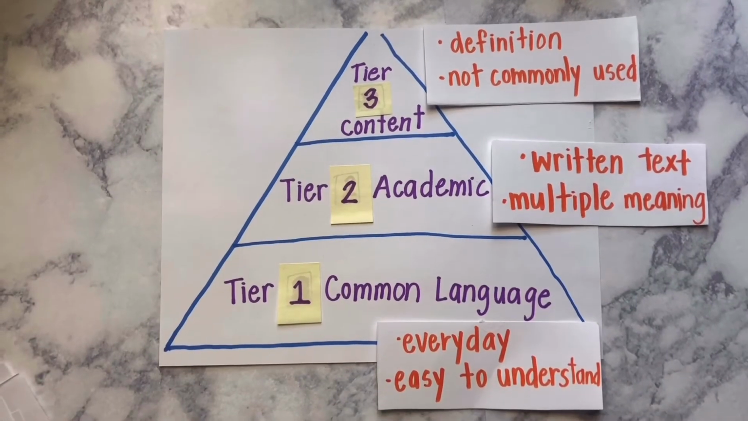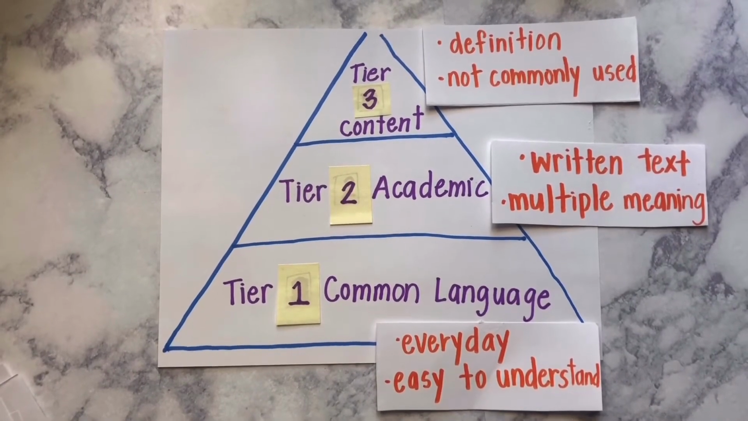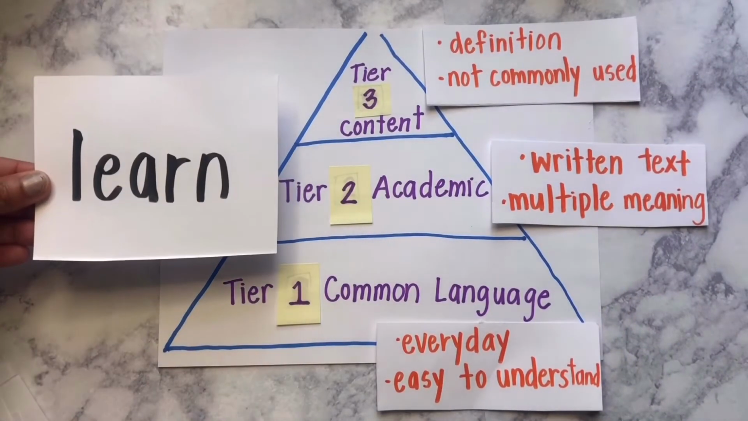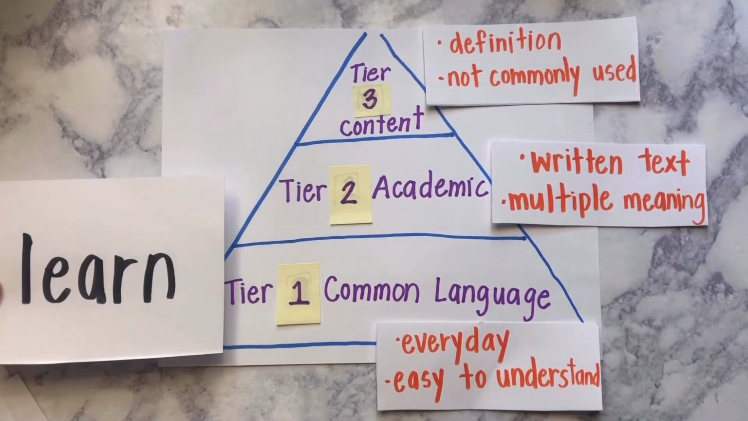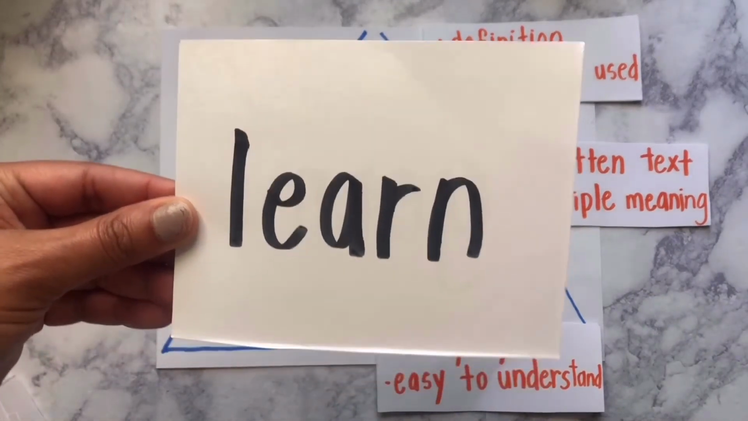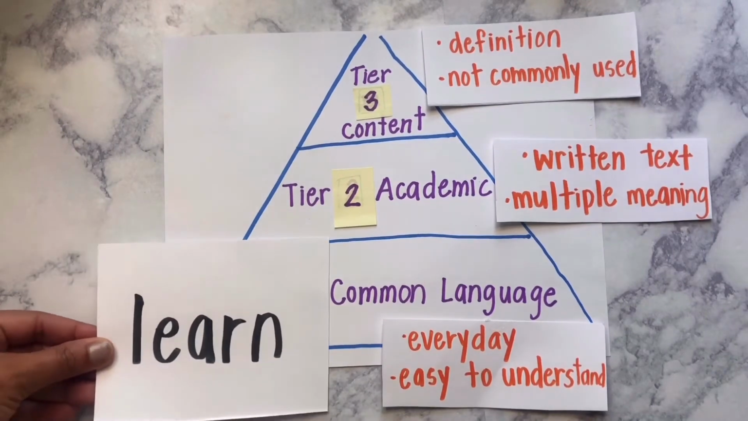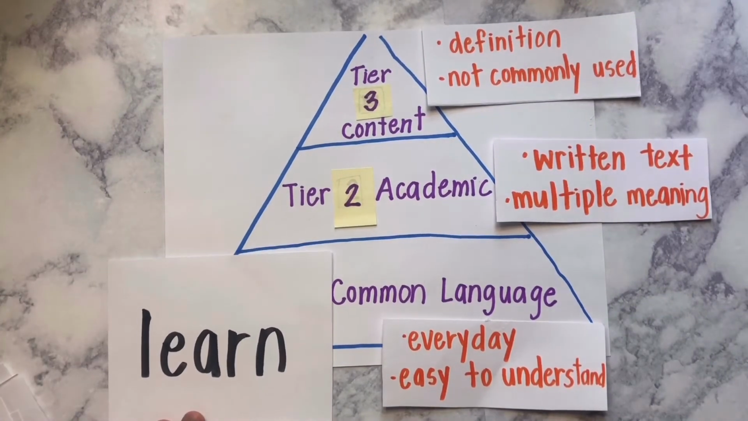Let's try other words. Here I have the word learn. Would it be tier 3, tier 2, or a tier 1 word? If you guessed tier 1, you are correct. Learn is easily understood. If we come across this word in a book or read it somewhere, we know what it means.